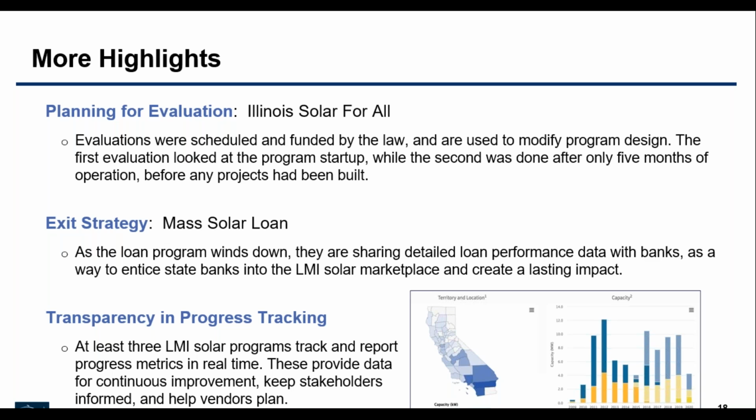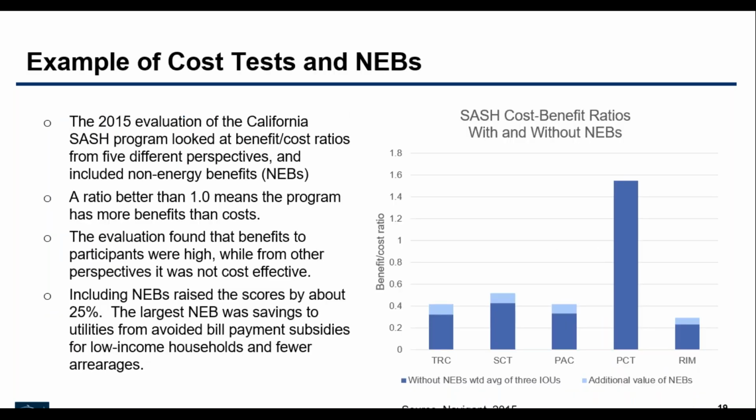And lastly, providing transparency is a best practice. A number of programs have online dashboards where they track their metrics in real time, such as grants given out or rebates. This is helpful for continuous improvement, but it's also helpful for keeping stakeholders informed and guiding the activity of vendors to know how much money is available, where the activity is happening, and so on.